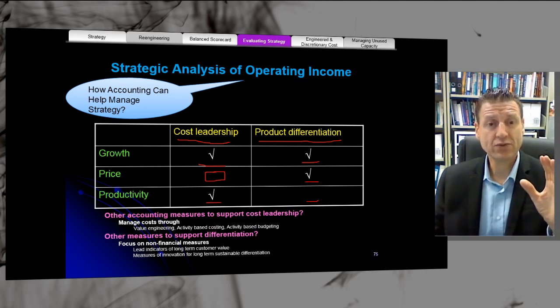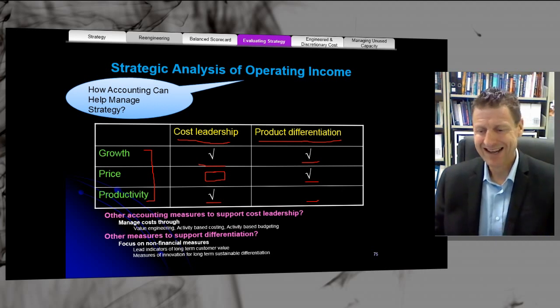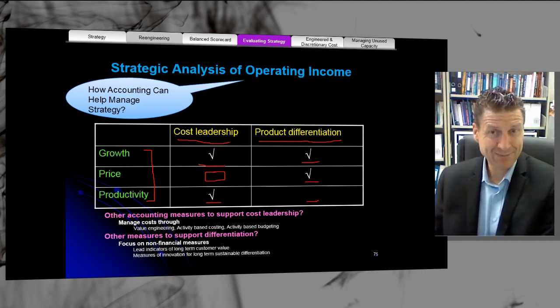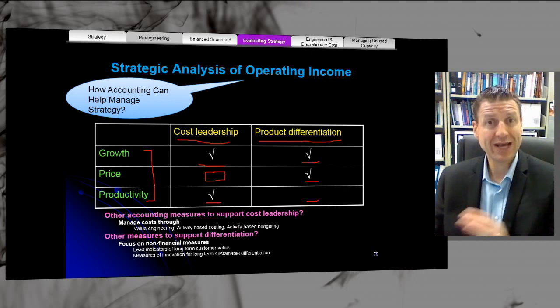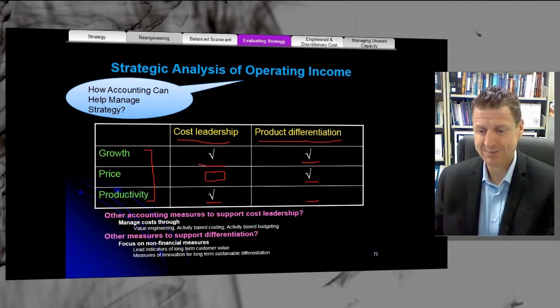Look, all of these three financial aspects of operating income are important. What we're saying here is, if you're following a cost leadership strategy, then you're going to emphasize number 1 and number 3. If you're following a differentiation strategy, you want to emphasize number 1 and number 2. Yes, you've got that. So this is how accounting can help manage strategy. Now, we want to get into an example where we actually show how we calculate the growth aspect, the price aspect, and the productivity aspect.